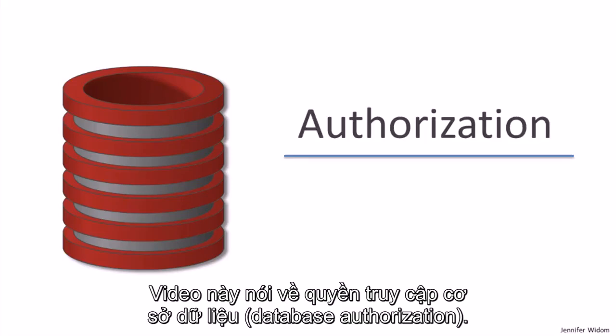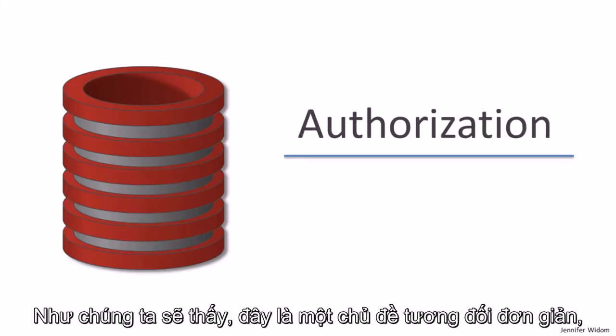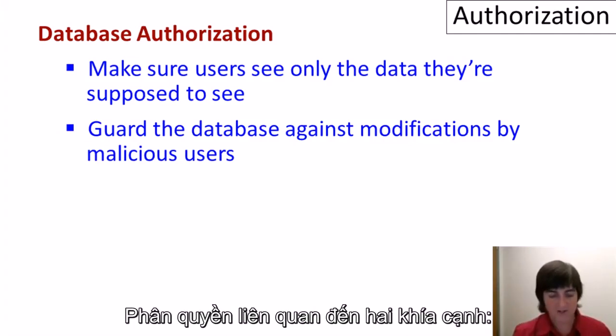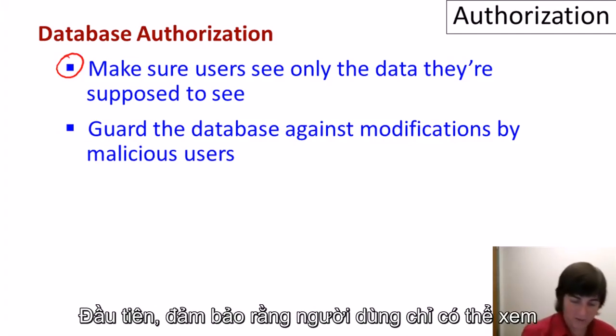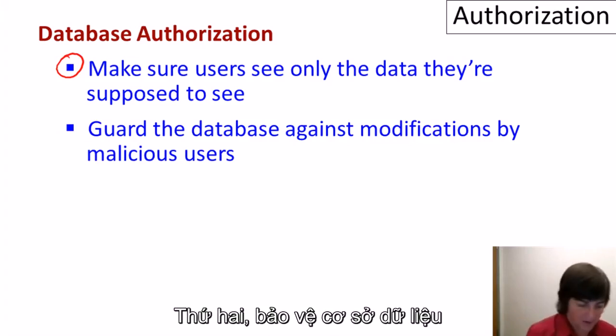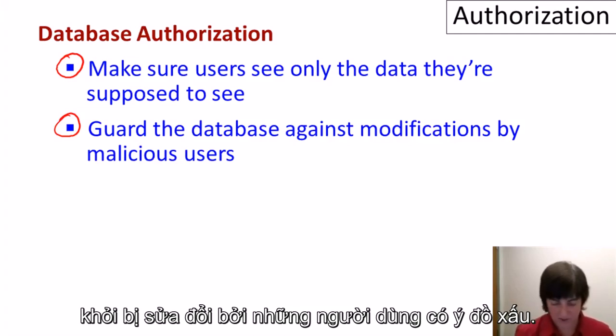This video covers database authorization. As we'll see, it's a relatively straightforward topic, but it is a very important one. Authorization has to do with first making sure that users only see the data that they're supposed to see, and second, guarding the database from being modified by malicious users.